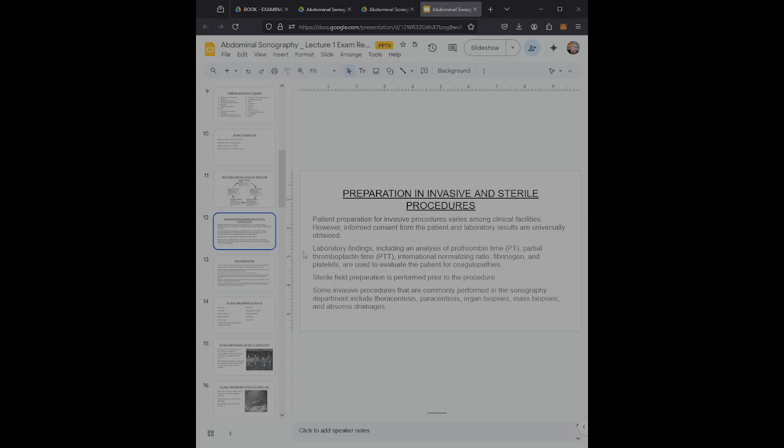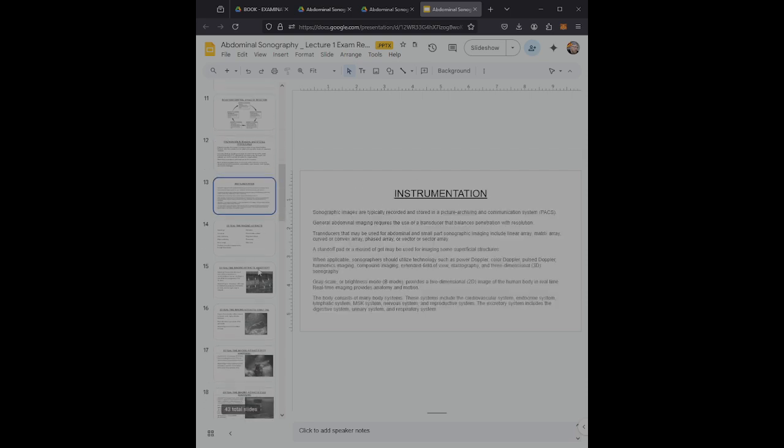So, this is it. Preparation in invasive and sterile procedures. Next we come to instrumentation. Sonographic images are typically recorded and stored in a PAC system, or Picture Archiving and Communication System. PACS allows for both easy storage and comparison between sonographic findings.